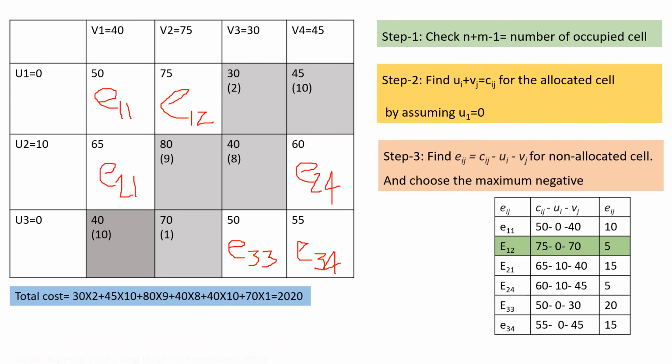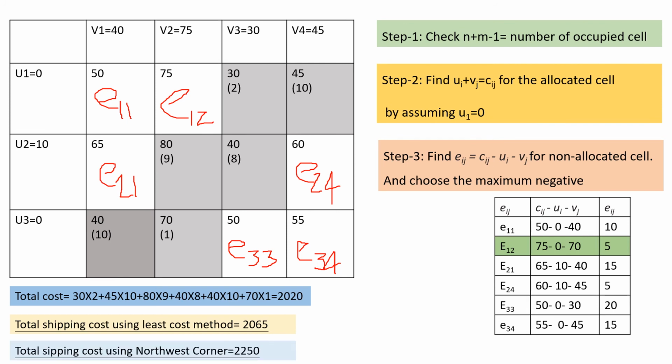The initial feasible solution obtained using the least cost method is 2065, using northwest corner is 2250, and even the initial solution using Vogel's approximation method is 2030. So all the initial feasible solutions are greater than the optimal solution. So our optimal solution is less than the initial solutions.